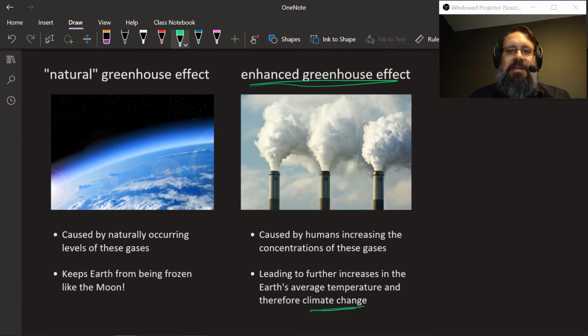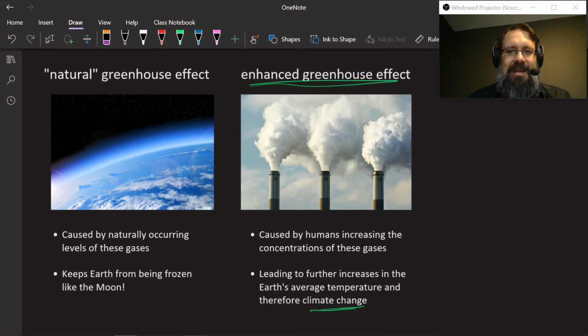Let's begin by discussing the natural greenhouse effect. The natural greenhouse effect happens because these greenhouse gases we just talked about, carbon dioxide, nitrous oxide, methane, water vapor, are naturally present in the Earth's atmosphere. The atmosphere is just filled with these things. About 1% of the Earth's atmosphere is greenhouse gases. And they're there just naturally, due to naturally caused things. And this is nice because it keeps the Earth from being frozen.